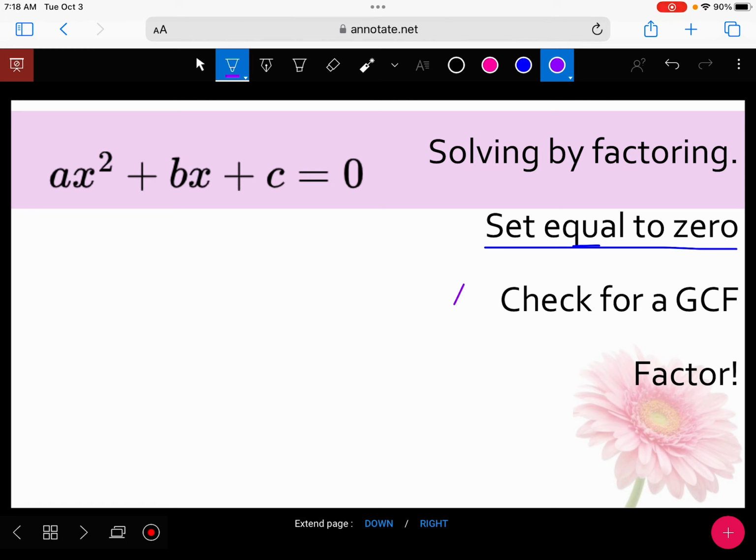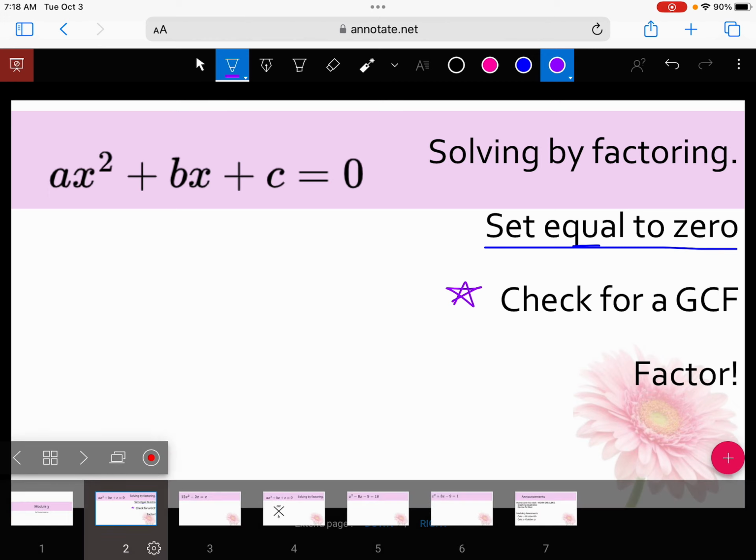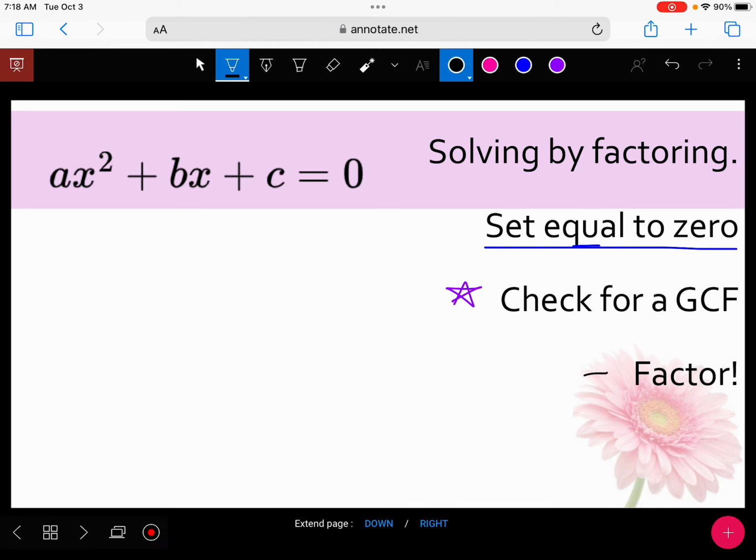Our first step is to always check for a GCF, because sometimes that is the easy way to do it. And then we're going to be factoring, and that's going to use our X and box if needed, or X and split the middle, or there's about 8 different ways of doing factoring. And if you know a way to do it, you're probably fine. But I'll probably work with the box mostly in here. Okay, so these are our steps. So we're going to set it equal to 0, check for a GCF, and then factor.